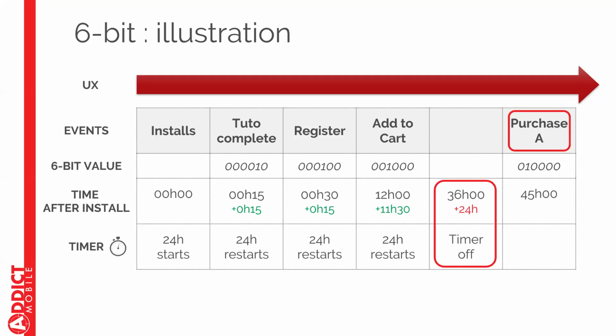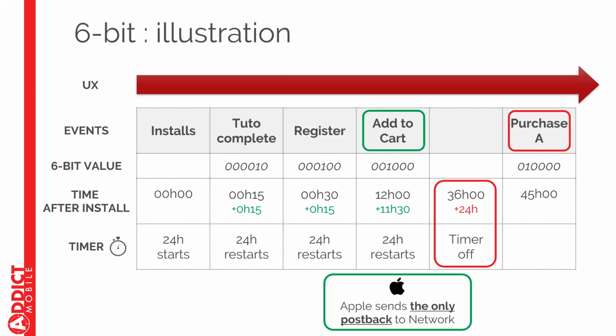So as the timer's off, we'll take the highest 6-bit value, the highest event, to be sent to the network, and in the end to the advertiser to manage the campaign. So in that case, it would be the add to cart that has the biggest value. And that happens after the timer's off.